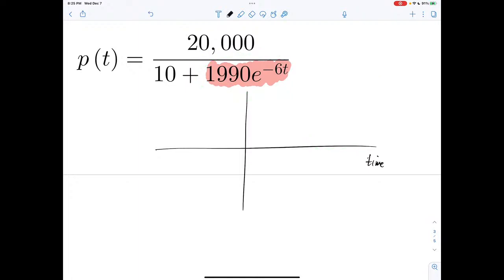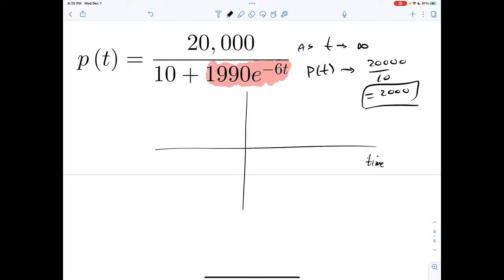So the idea here is as t gets really, really large, P at t is going to approach 20,000 divided by 10. It's going to approach 2,000. So this function has a horizontal asymptote at y equals 2,000.